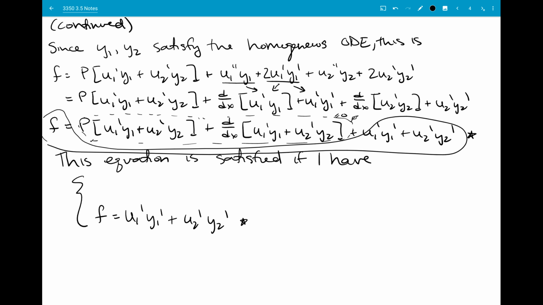If I want those two terms to both be 0, p times u1 prime y1 plus u2 prime y2, and the derivative of u1 prime y1 plus u2 prime y2, that could be accomplished by just saying that I should have 0 equal to u1 prime y1 plus u2 prime y2. Then 0 times p would be 0, and the derivative of 0 would still be 0. So these two equations have met all the conditions of the single equation above.